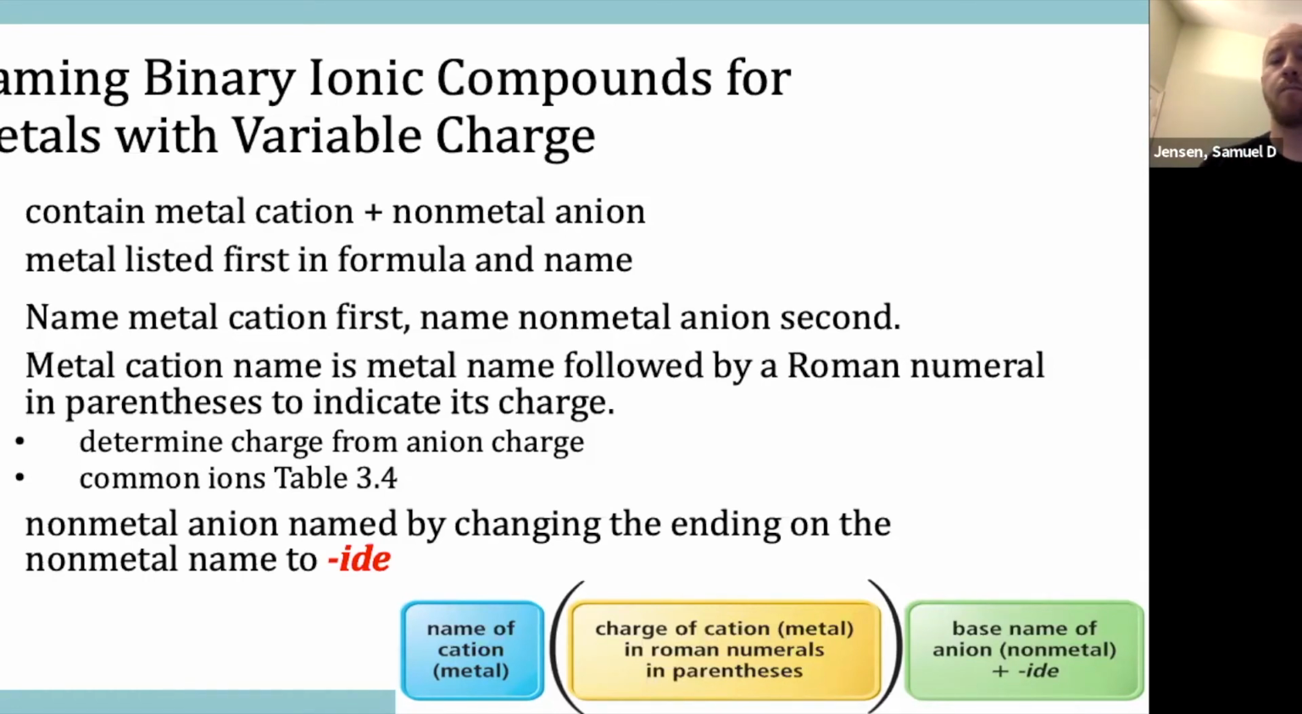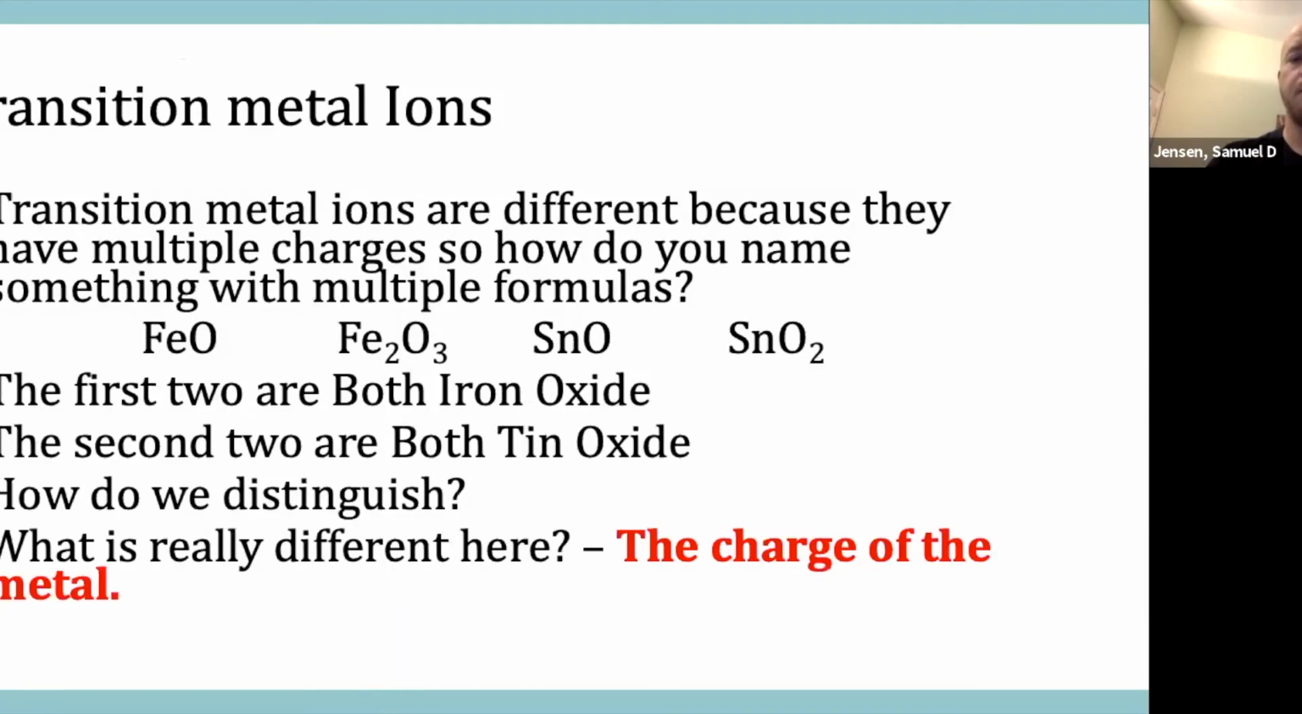This is for the transition metal elements in the middle of the periodic table. The name of the metal keeps its name, followed by parentheses with a Roman numeral for its charge. The non-metal has an -ide ending. So here are the examples. We have iron oxide and another iron oxide. Sn is tin, so we have tin oxide and another tin oxide. How do we distinguish between these? The way we do it is by using the charge or oxidation state of the metal.